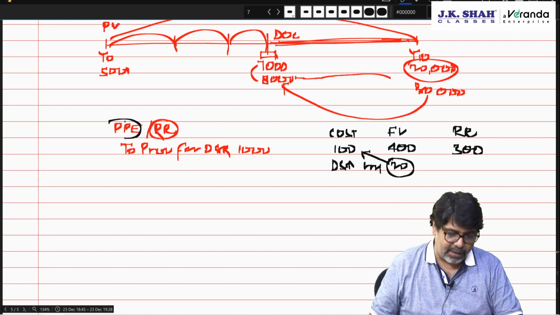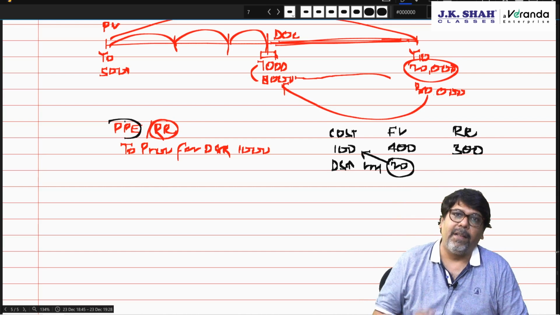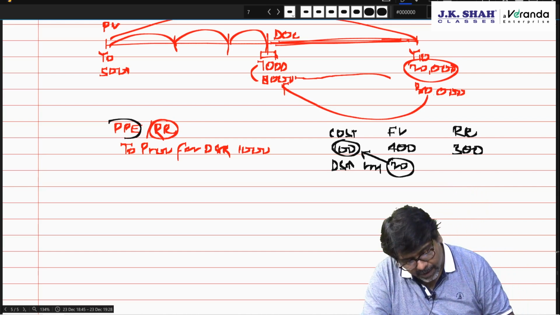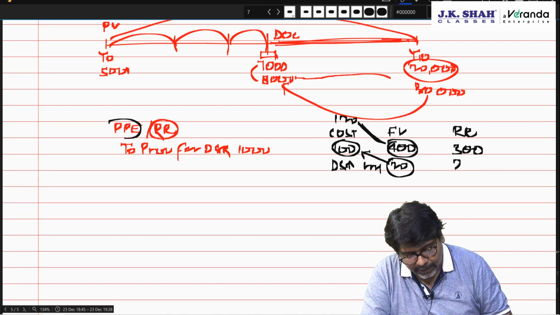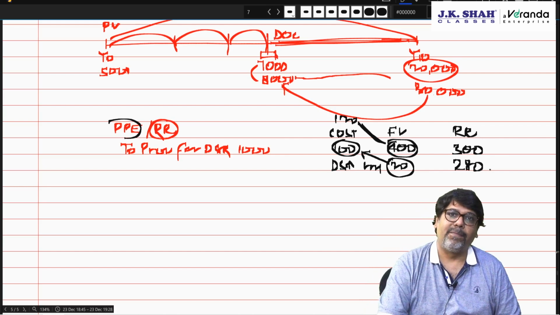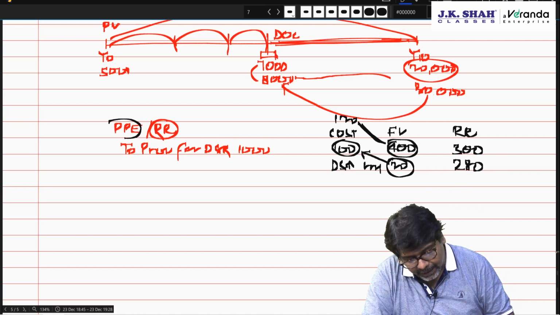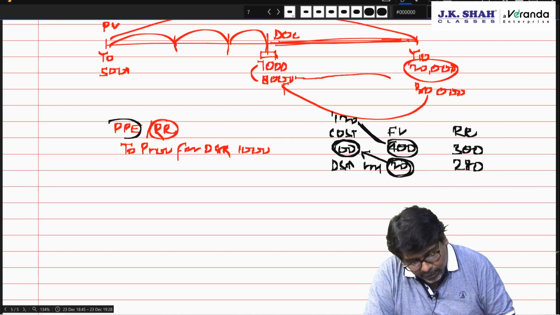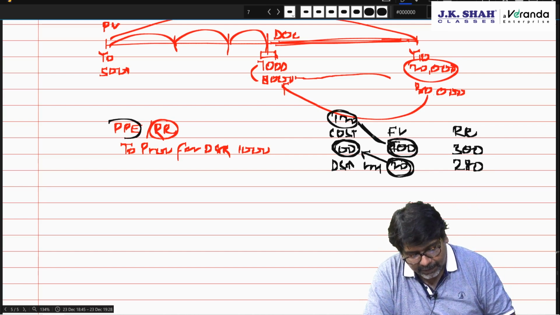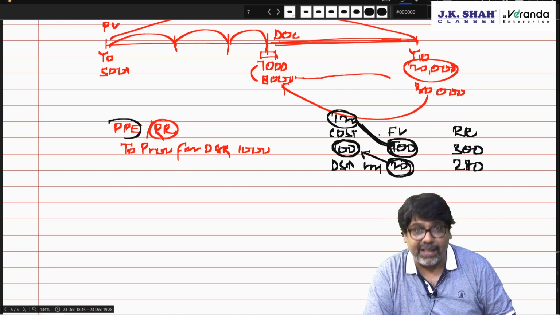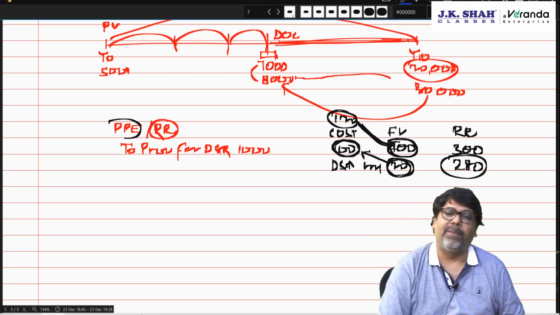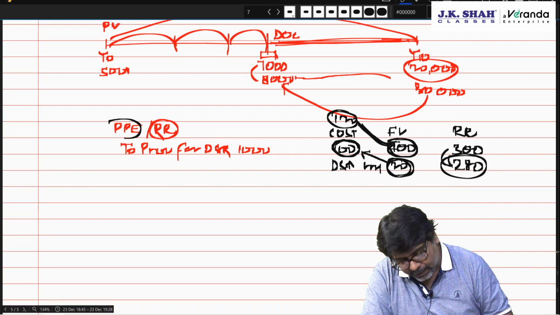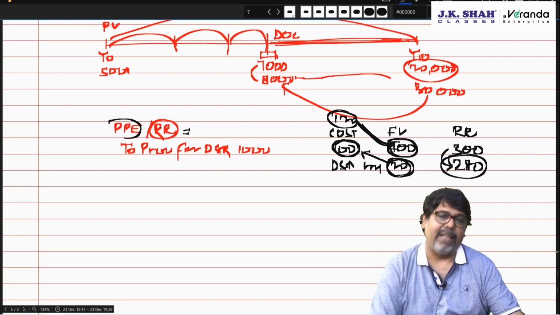So chartered, cost of PPE from 100, it will become how much? 120. Fair value remaining same, 400. Then your revaluation reserve will become 280. So if DSR increases, cost of asset increases, fair value remaining same, this difference is your revaluation reserve. So revaluation reserve will become how much? 280. So you need to decrease revaluation reserve by 20. That's why we debit revaluation reserve.